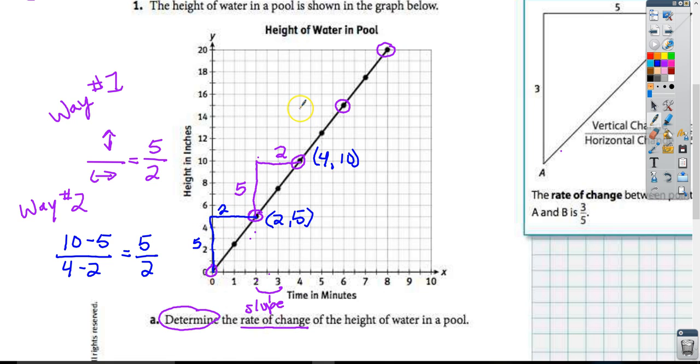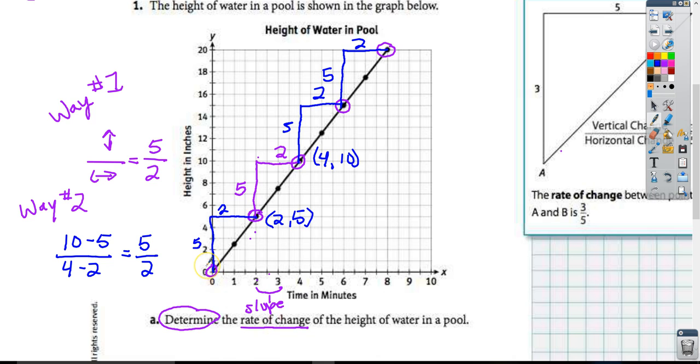If I had done this one, I still have 1, 2, 3, 4, 5 over 2. If I had done this one, I still would have gotten 5 over 2. So it doesn't matter what points you pick on the line, you're always going to get the same answer.